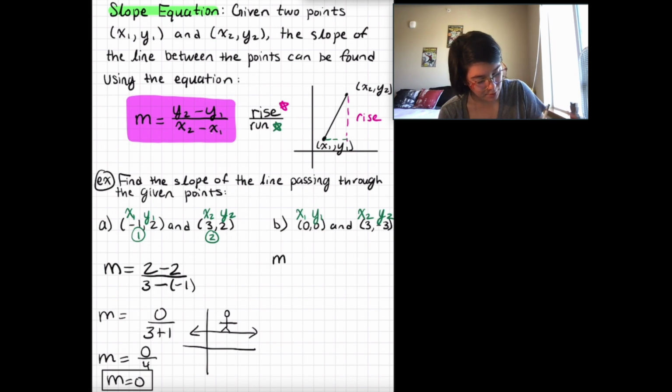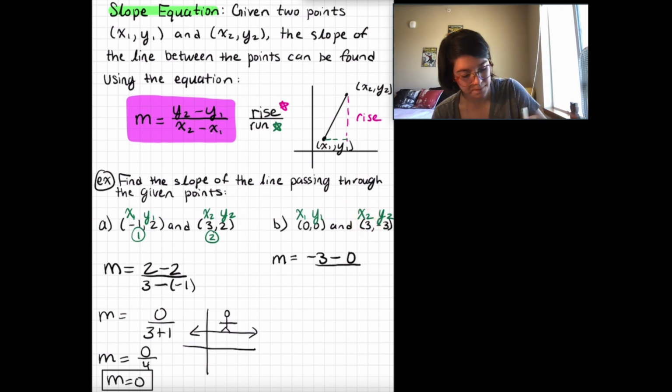So our slope is going to be, the top is going to be y2, which is negative 3, minus y1, which is 0, all over x2, which is 3, minus x1, which is 0.